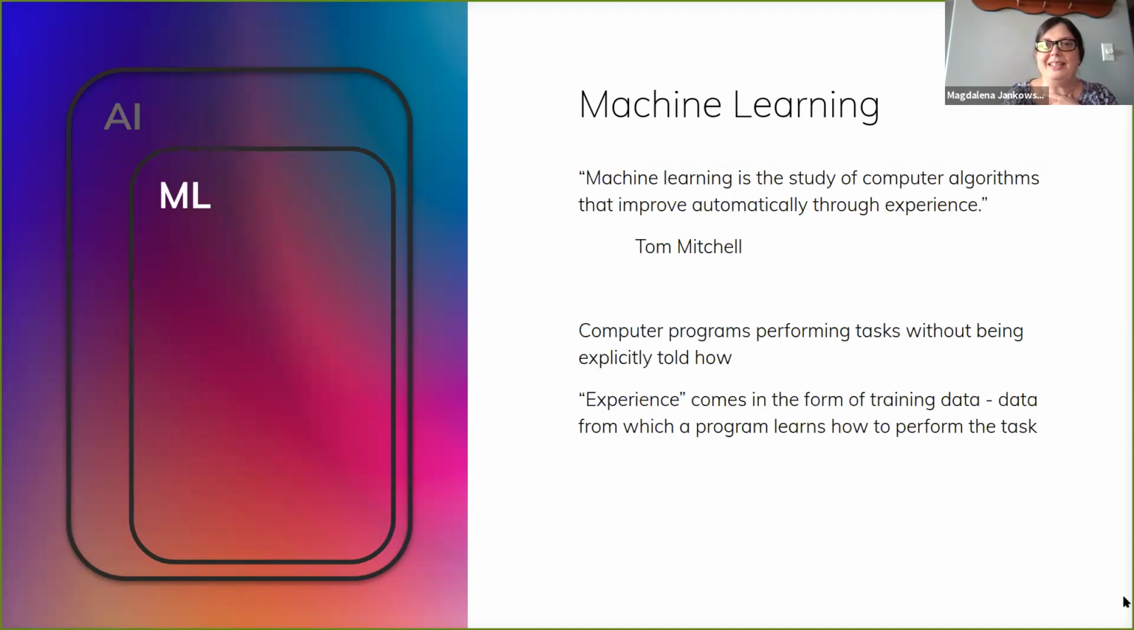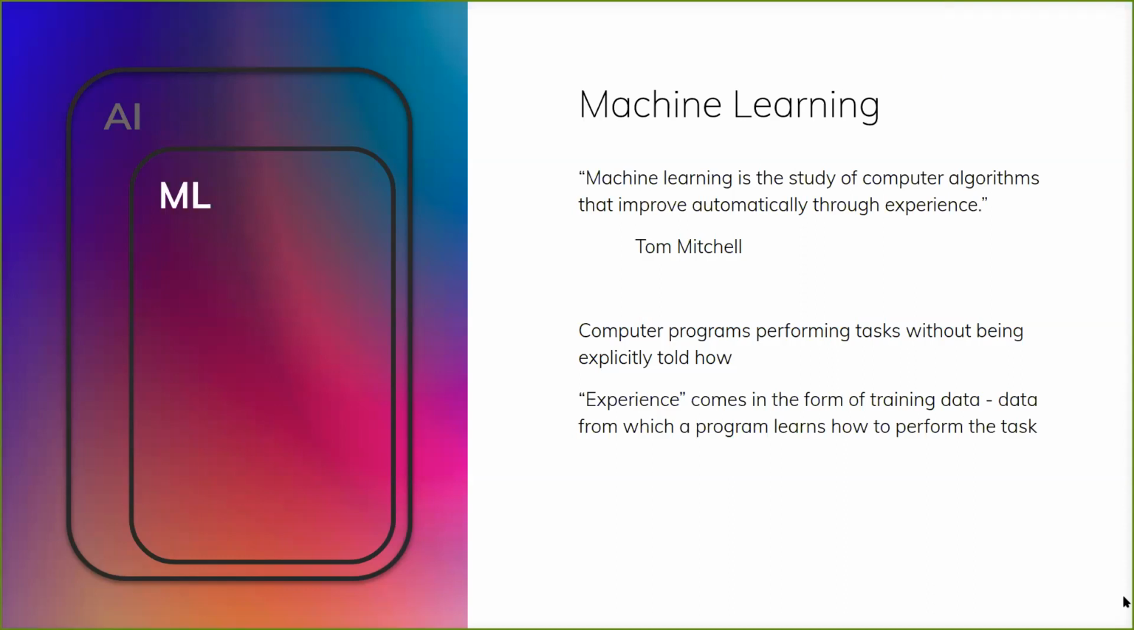So machine learning is, according to Tom Mitchell, a big guy in the area, the study of computer algorithms that improve automatically through experience. So we have computer programs that perform tasks without being explicitly told how to. And this experience comes in the form of data, and we call it training data, data from which a program learns how to perform the task.